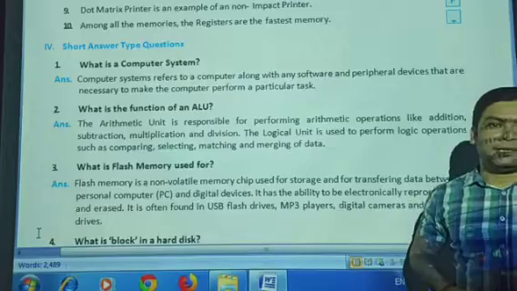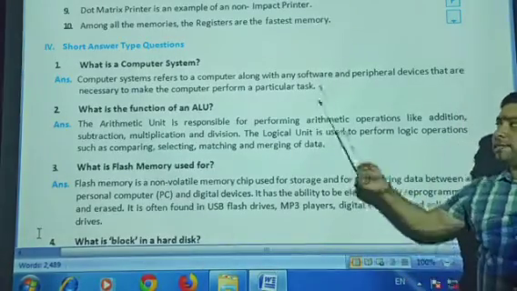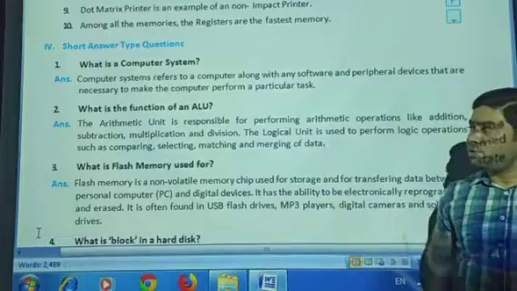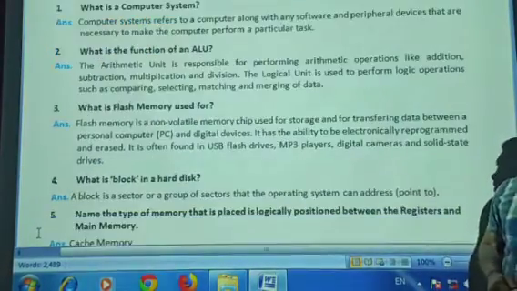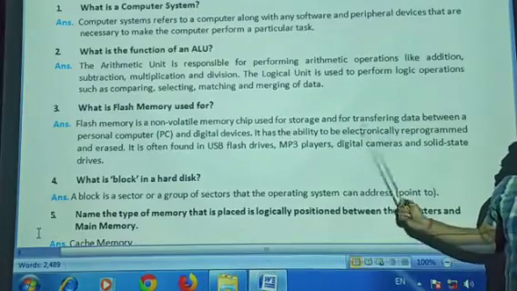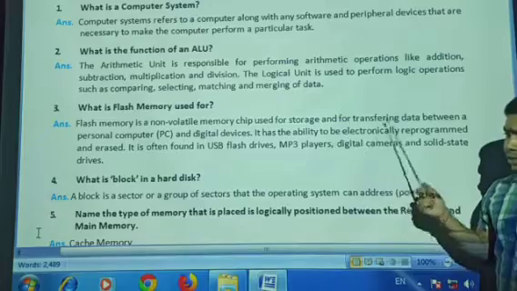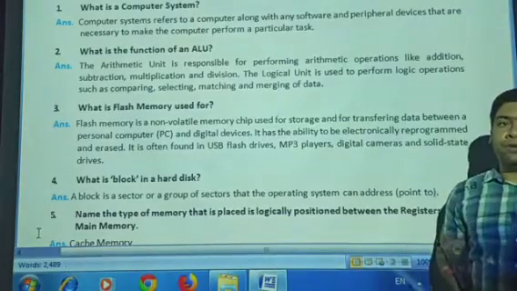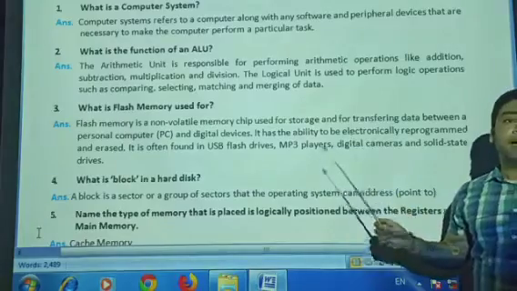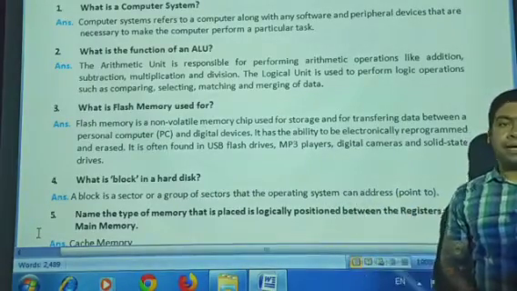Short answer type questions. The question number one is, what is computer system? Answer is given. The question number two, what is the function of ALU? Answer is given. Question number three, what is flash memory used for? So answer is given. And also, this is your homework. That does not mean all the questions are to be mentioned as usual.